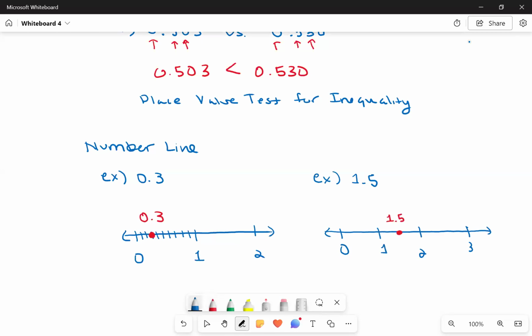But let's say I wanted to do 2.4. So here, I'll add 2.4. For that one, I'm going to need to go ahead and do 1, 2, 3, 4, 1, 2, 3, 4. And now I can place my decimal accurately. And that's how we can use the number line also to represent decimals.